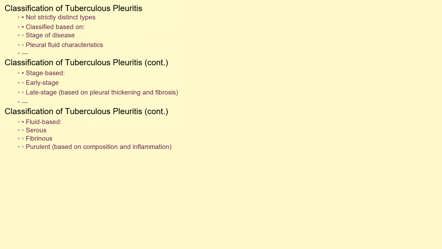While there aren't specific distinct types of tuberculous pleuritis per se, it can be classified based on the stage of the disease and the characteristics of the pleural fluid. It's generally categorized as either early or late stage, depending on the amount of pleural thickening and fibrosis. Additionally, the fluid can be classified as serous, fibrinous, or purulent, depending on its composition and the presence of inflammation.